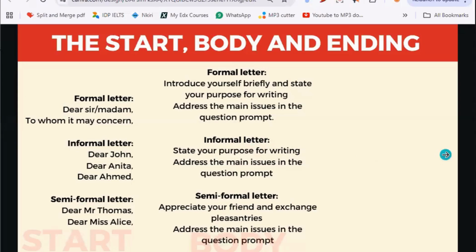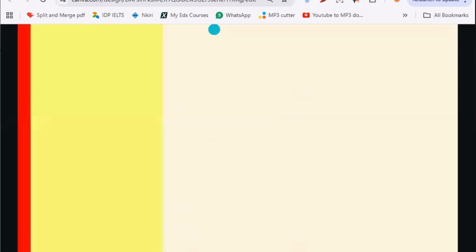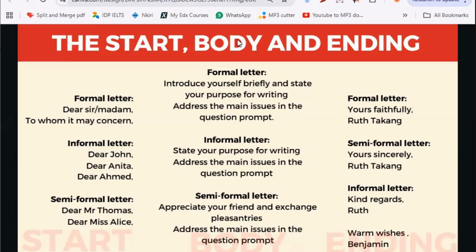Now, let's look at the last part of our letter, which is the closing. How do we close our letter? To close our letter, for a formal letter, you write yours faithfully. You can see how it's written here.